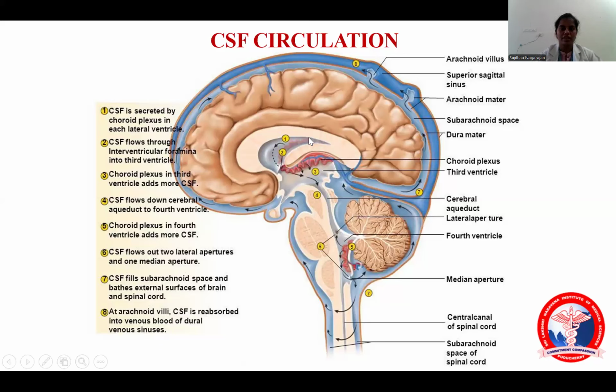Now these red colored structures we are able to see in the lateral ventricle, third ventricle, and the fourth ventricle are the choroid plexus. We know the choroid plexus is derived from the choroidal arteries, anterior and posterior, in the case of the lateral and third ventricle, whereas in the case of the fourth ventricle, it is derived from the posterior inferior cerebellar artery.